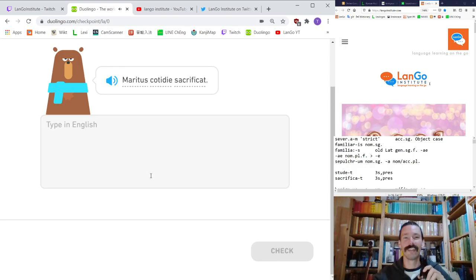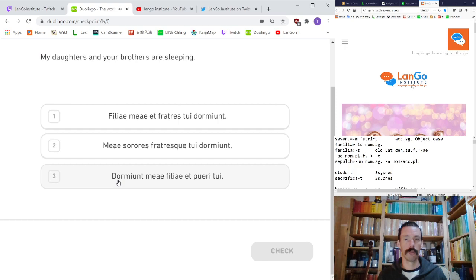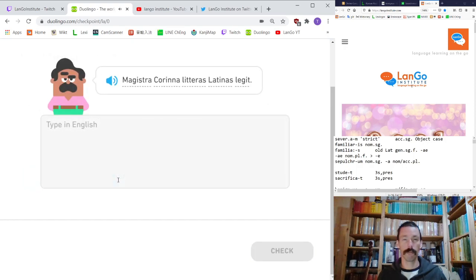Maritus quotidie sacrificat. The husband sacrificat, sacrifices, quotidie, every day. Your daughters and your brothers are sleeping. Dormiunt meae filiae et pueri tui. Magistra Corinna litteras latinas legit. Magistra Corinna, the shared ending tells me it's a single person, a single entity.